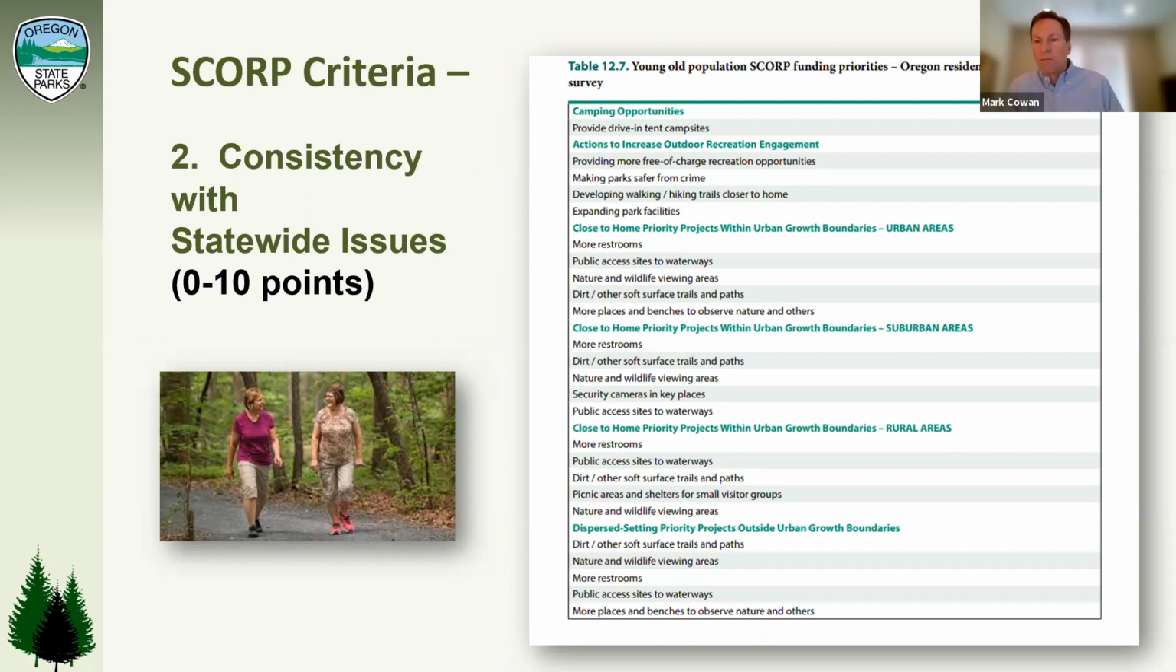The next one down is suburban. The next one down is rural. And the next one down is outside urban growth boundaries. So if you're in an urban area, the topics that are the hot buttons here are more restrooms, public access sites to waterways, nature and wildlife viewing areas, dirt and other soft surface trails, et cetera. These are the things you're going to answer if your project touches on any of these items.